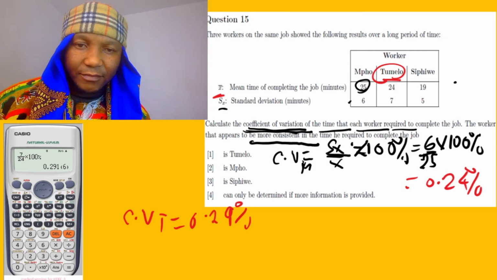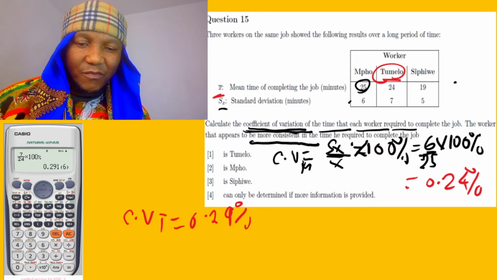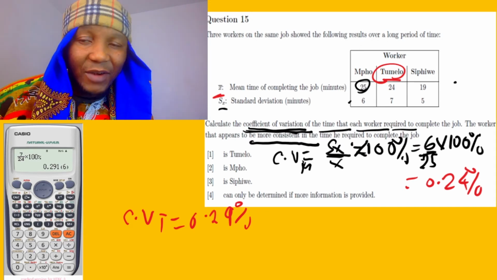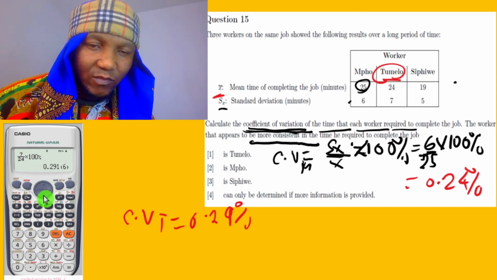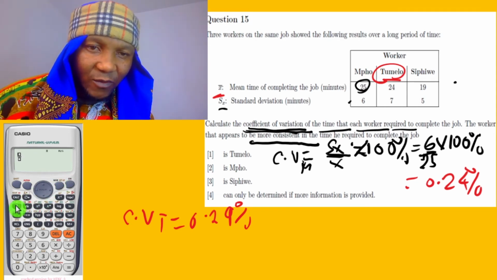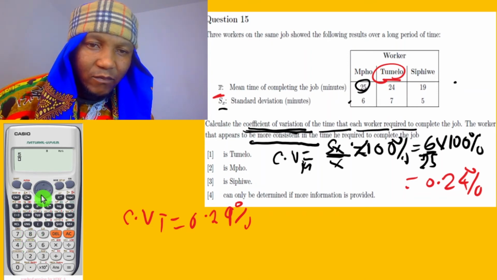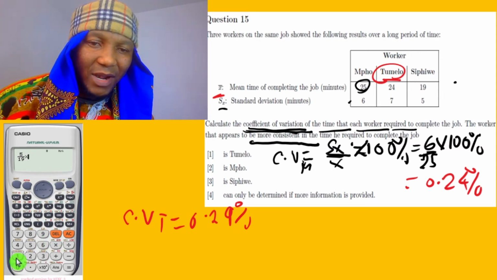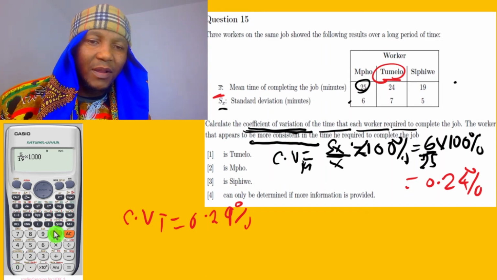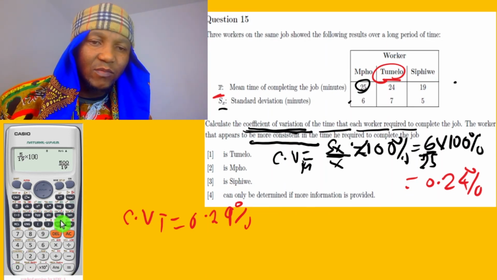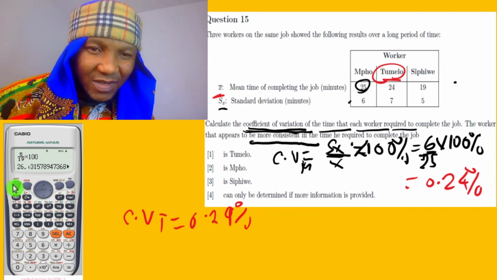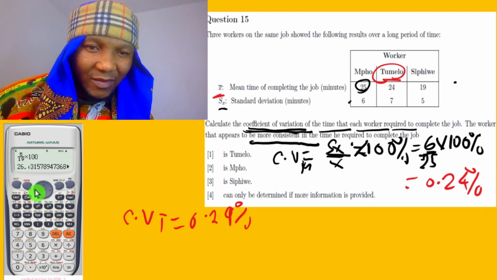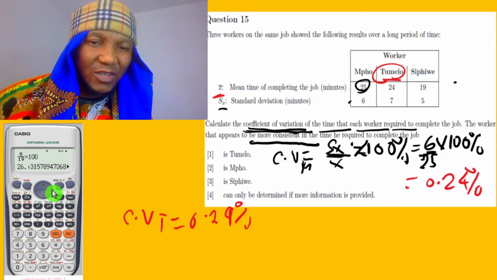Now let's go for the last one, Simpiwe. For Simpiwe, we're going to say 5 over 19, and then we multiply by 100%. Oh, I forgot to say percent. Sorry, even this must have a percent.